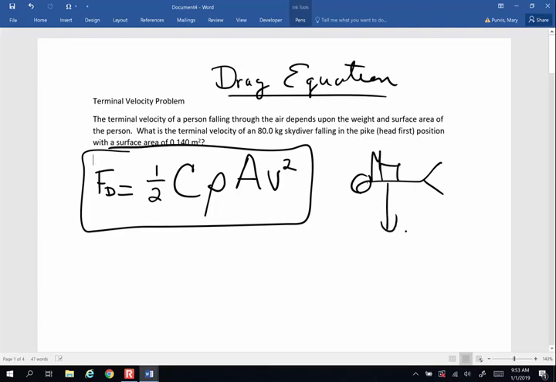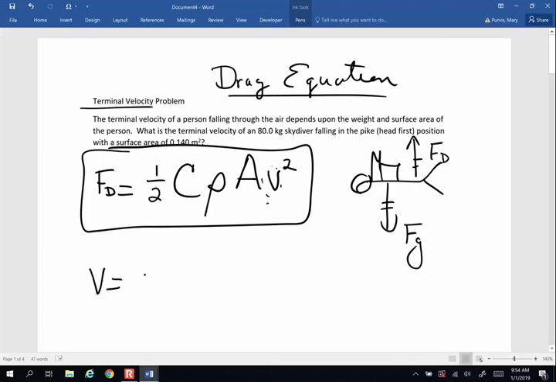Now, when somebody is in a state of terminal velocity, they are falling but they have stopped accelerating, so the force of gravity down is going to be equal to the drag force upward. Those two forces are equal and opposite when you are in a terminal velocity situation. This problem wants us to find the terminal velocity, and that is this velocity right here.